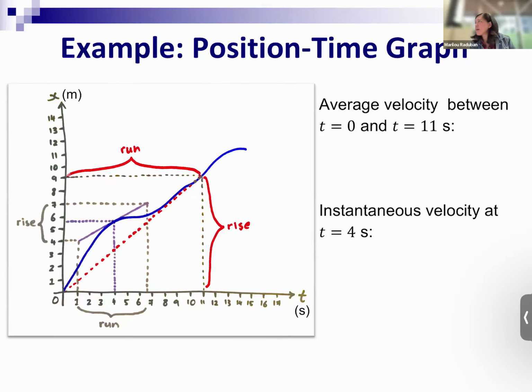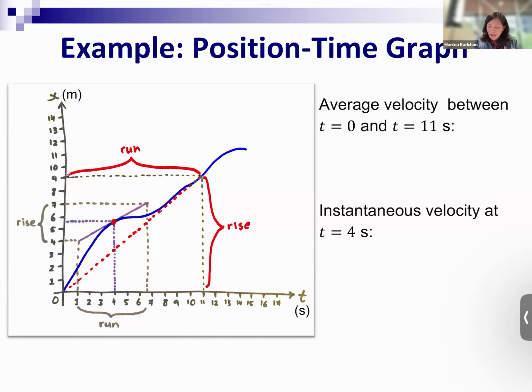So let's just look, it's 12:50. Before we wrap up this lecture session, let's look at this numerical example that distinguishes between average velocity and instantaneous velocity. We want to find the average velocity at this time interval, 0 and 11 seconds. And we want to find the instantaneous velocity at this point, 4 seconds. So the motion graph is this blue line here.